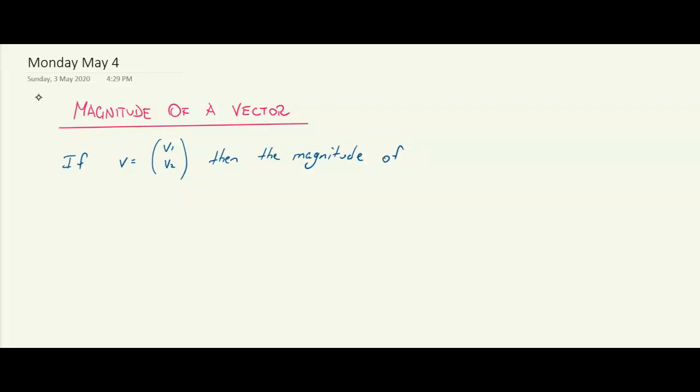Then the magnitude of v is given by. So this is not going to be difficult, is it? We're just clarifying some things. We don't want to miss anything. So this is how we denote the magnitude of v. All right, remember the magnitude is just the length of the v vector. Okay, so the magnitude of v is going to be just the square root of v1 squared plus v2 squared.